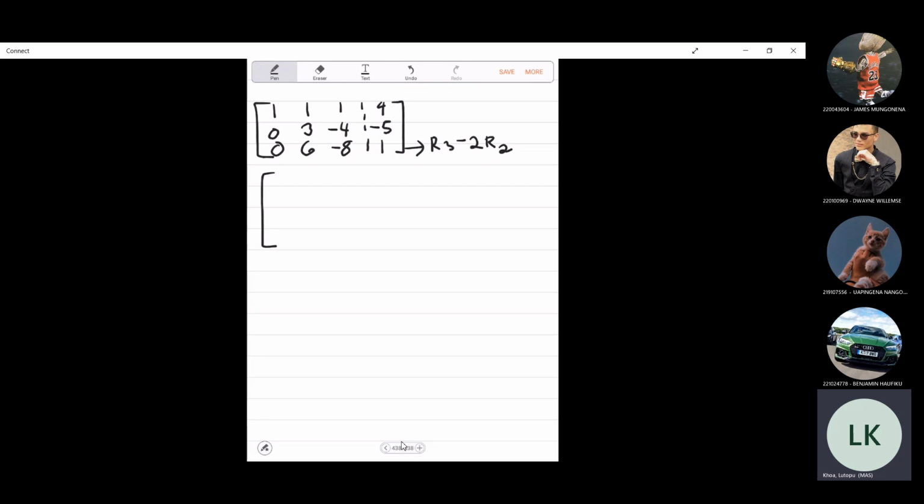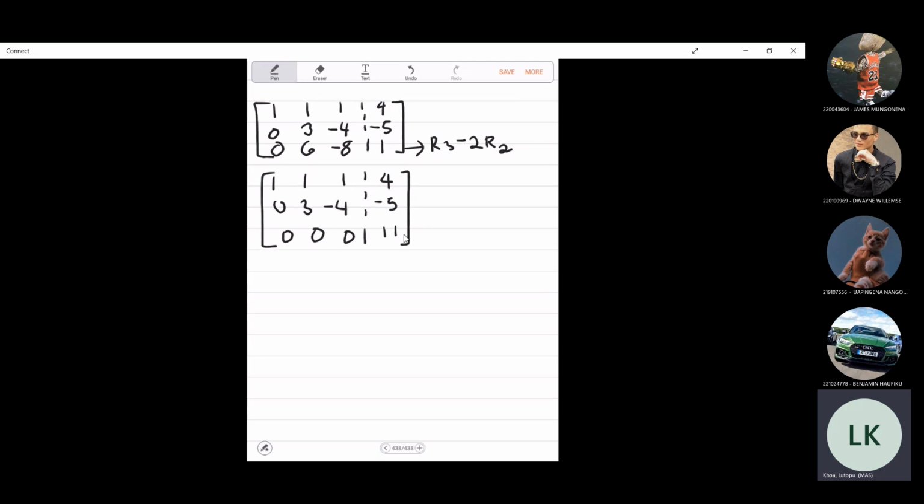So what we'll get is this 1, 1, 1, 0, 3, minus 4, minus 5, and 0. Then 6 minus 6 is 0. Minus 8 minus negative 8 is 0. And then 1 minus negative 10 is 11.